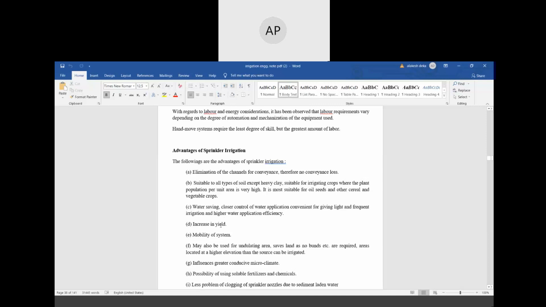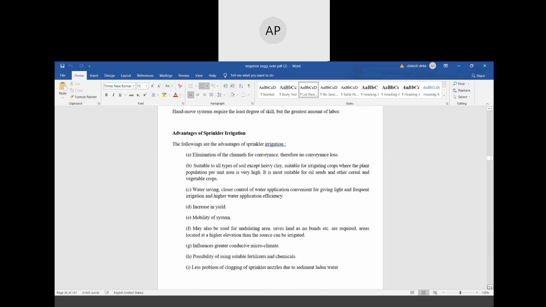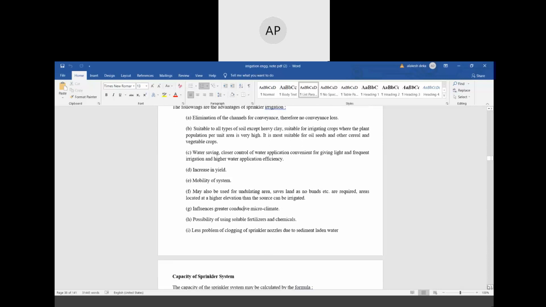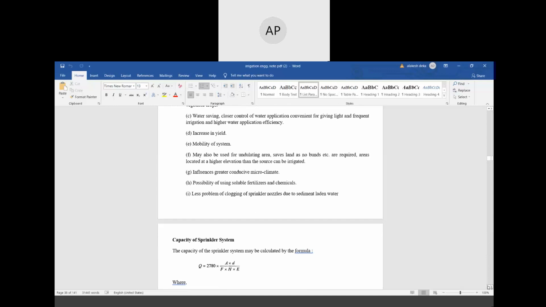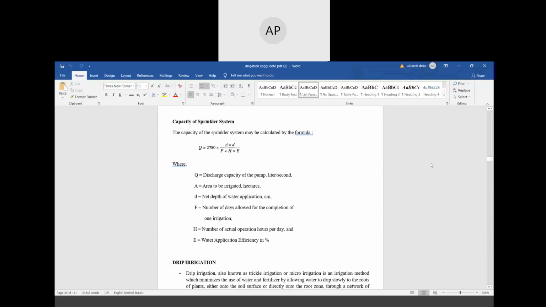Next one, increase in yield. Mobility of the system means it may also be used in undulating areas. It saves land as no field channels, etc. are required. It influences a more conducive microclimate. Less problem of clogging of sprinkler nozzles due to sediment in water. Capacity of sprinkler system. There is one equation.